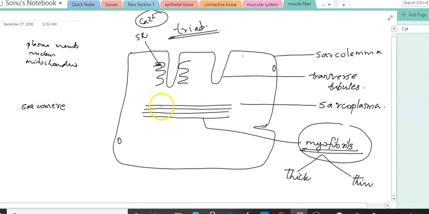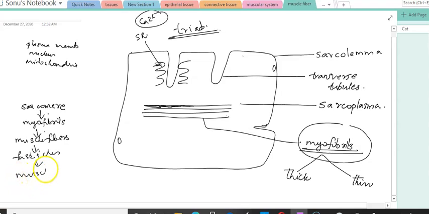So a myofibril is a combination of many sarcomeres. The single unit of a myofibril is the sarcomere. So we can say many repeating units of sarcomere form the myofibrils. Myofibrils form the muscle fibers, and many muscle fibers form the fascicles, and many fascicles form the muscles.